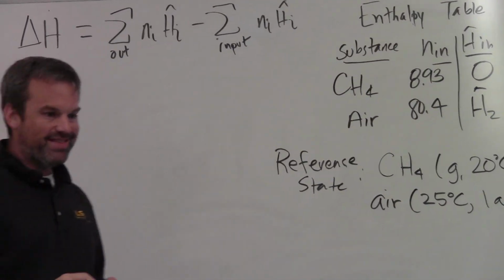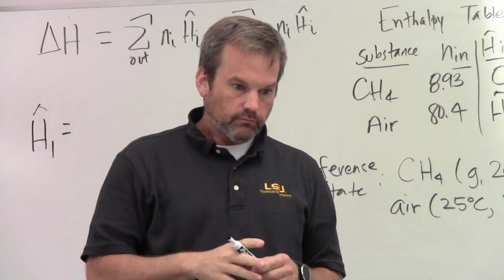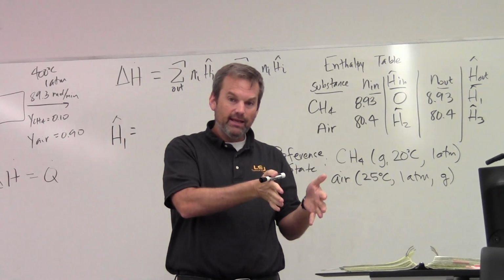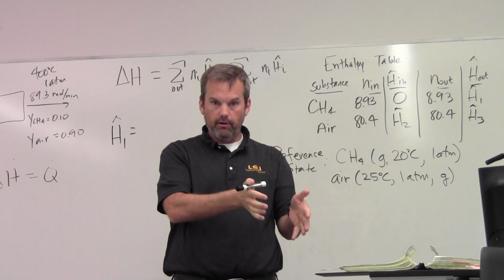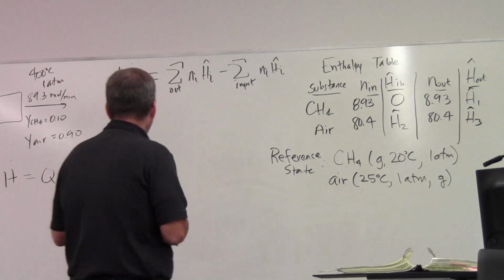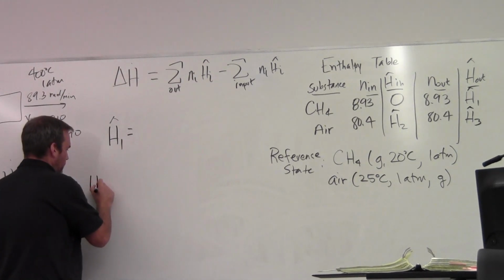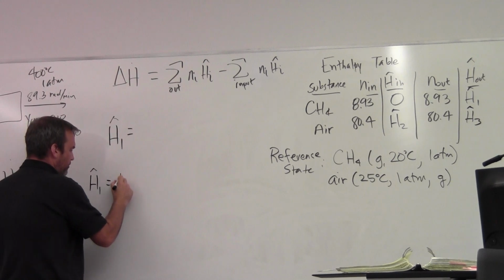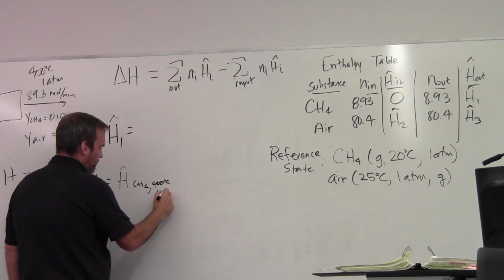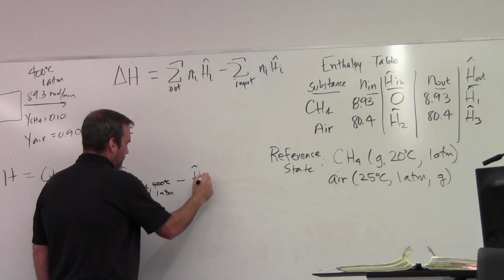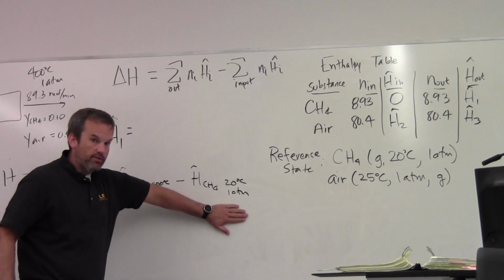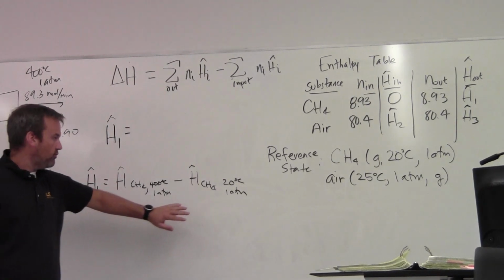What does H1 represent? That represents the enthalpy difference between methane at 400 degrees Celsius in 1 atmosphere and methane at 20 degrees Celsius in 1 atmosphere. So you could say H1 is basically the difference between the enthalpy value of methane at 400 degrees Celsius in 1 atmosphere and methane at 20 degrees Celsius in 1 atmosphere. So that's our reference state. We're comparing our true value to our reference state.